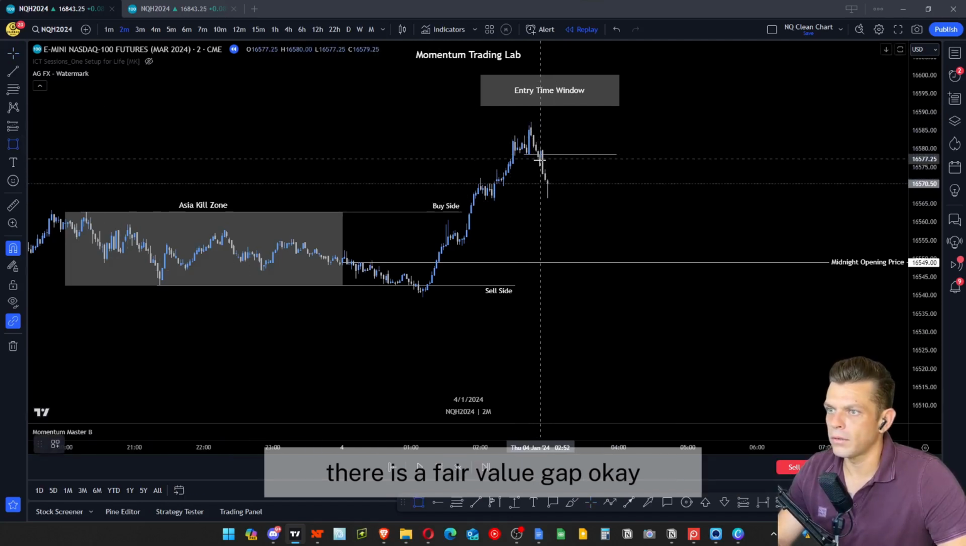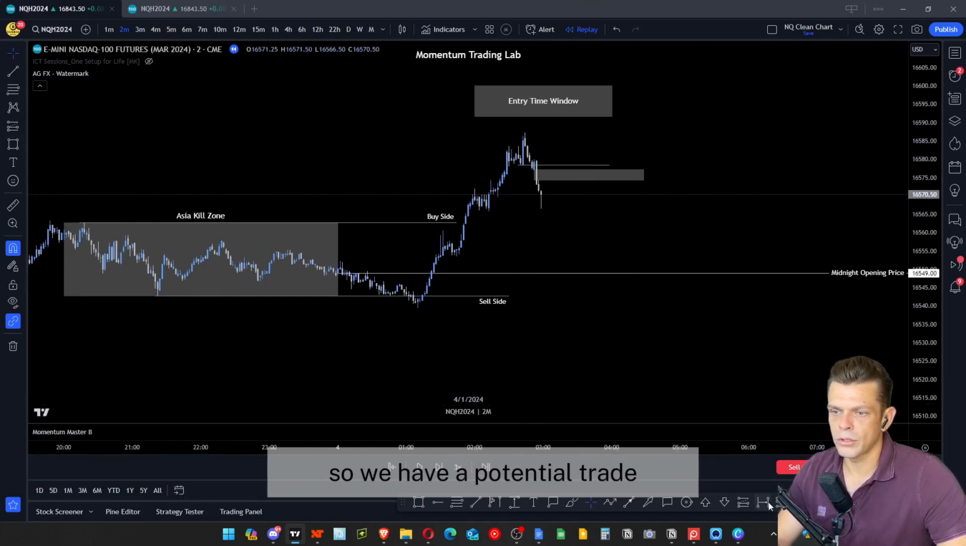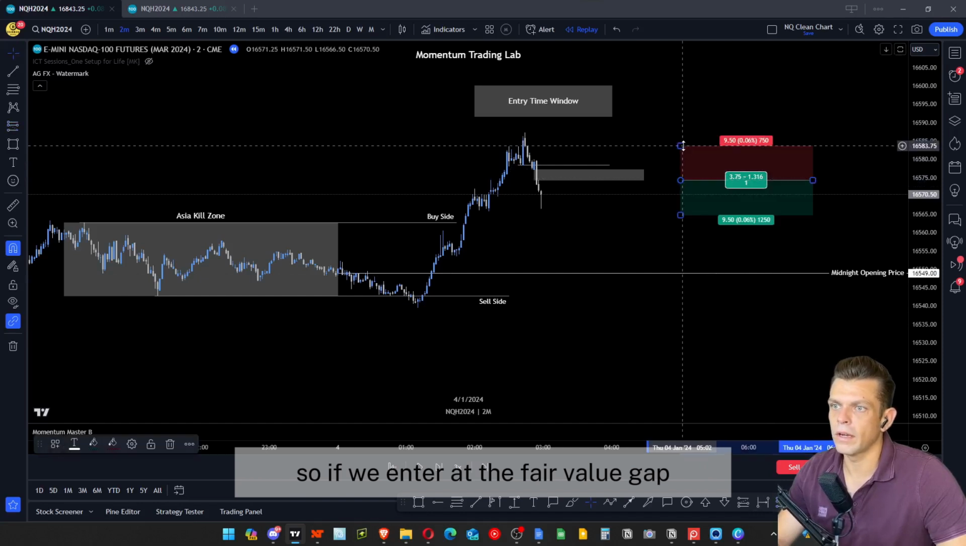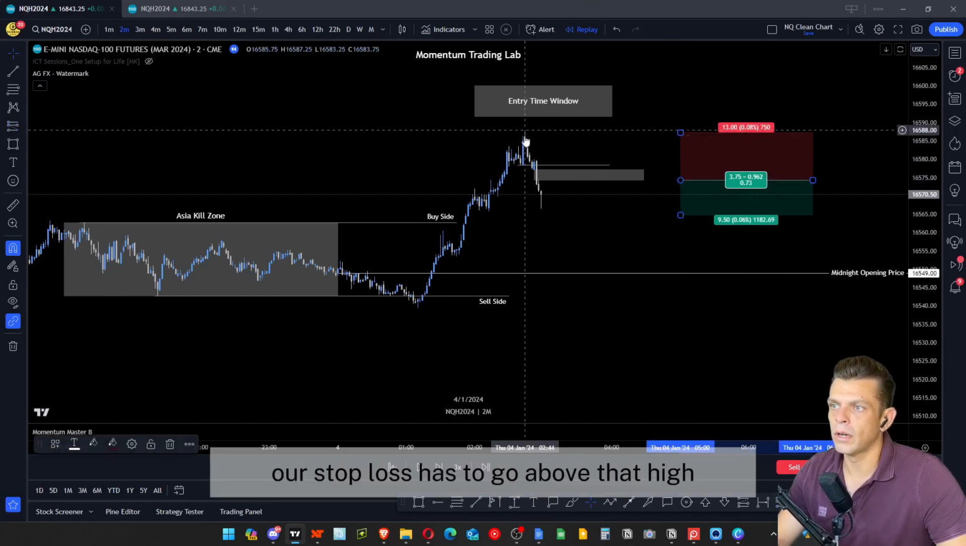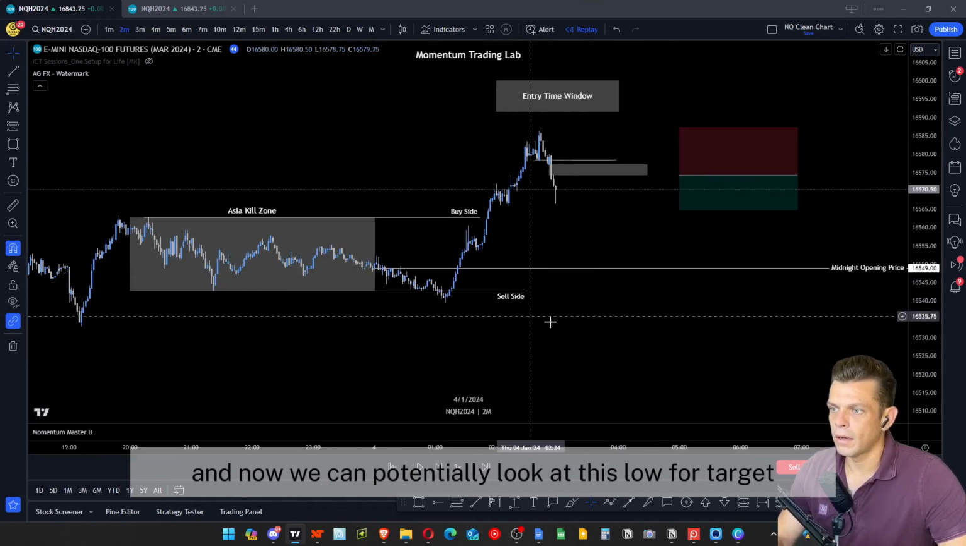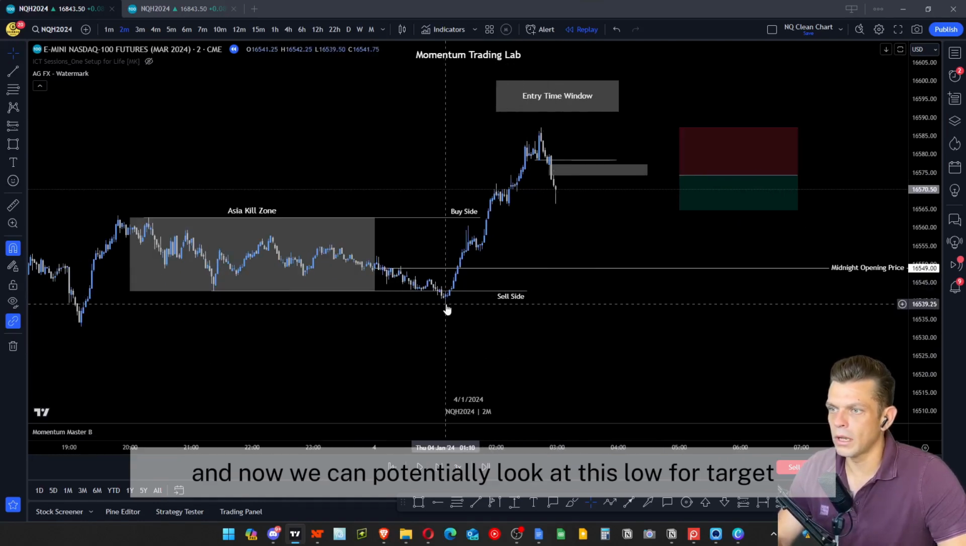So there is a fair value gap. Okay, so we have a potential trade. So if we enter at the fair value gap, our stop loss has to go above that high. And now we can potentially look at this low for a target.